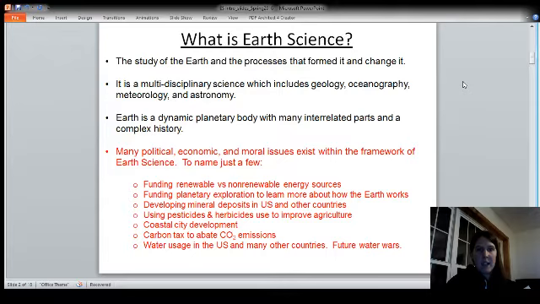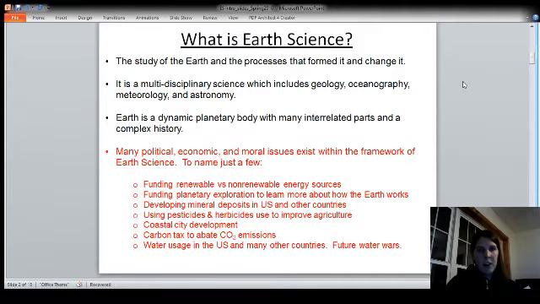Carbon taxes to abate CO2 emissions. This is a very hot topic nowadays, the carbon tax and carbon caps on a lot of power plants and production plants and factories, and the trade of a carbon tax.